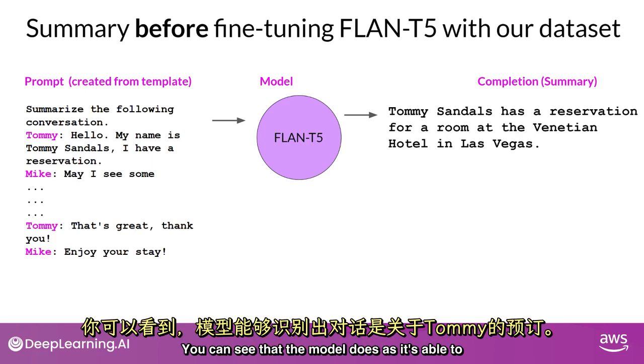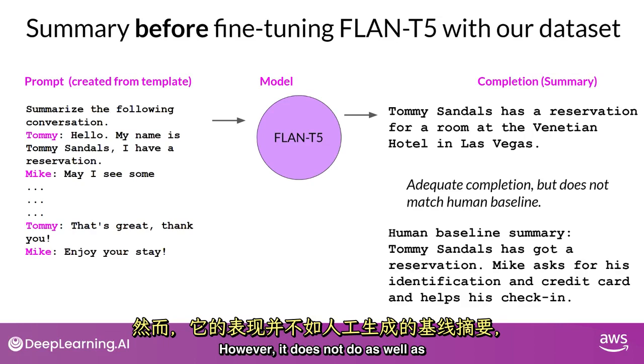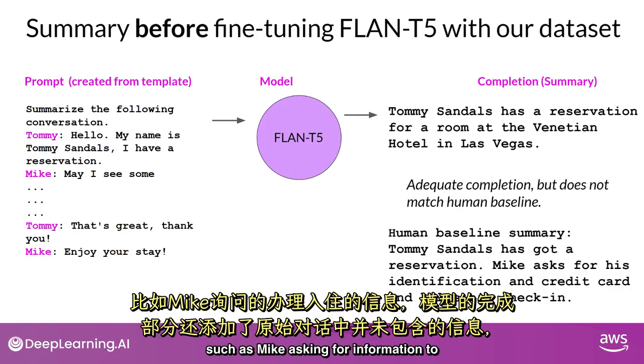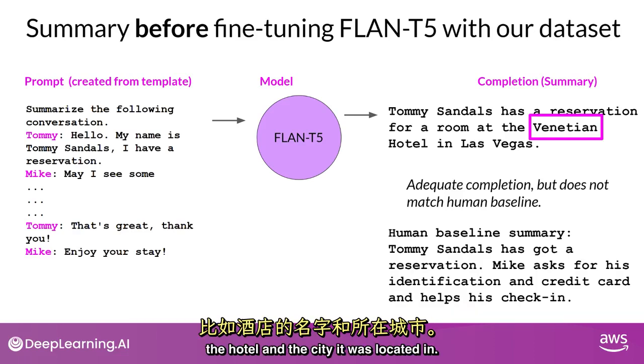You can see that the model does okay, as it's able to identify that the conversation was about a reservation for Tommy. However, it does not do as well as the human-generated baseline summary, which includes important information such as Mike asking for information to facilitate check-in. And the model's completion has also invented information that was not included in the original conversation, specifically the name of the hotel and the city it was located in.